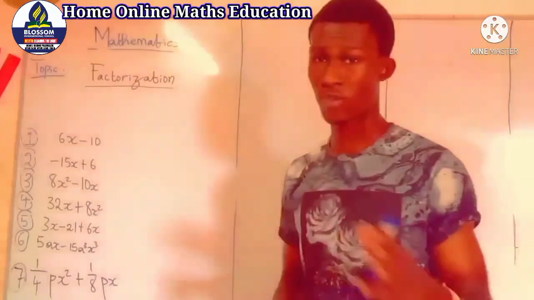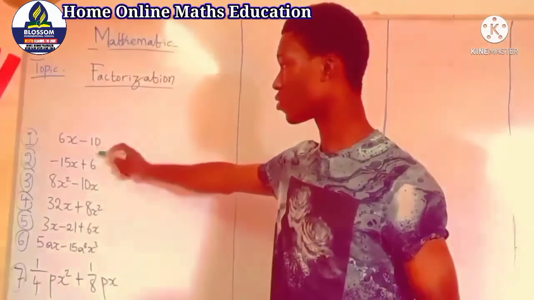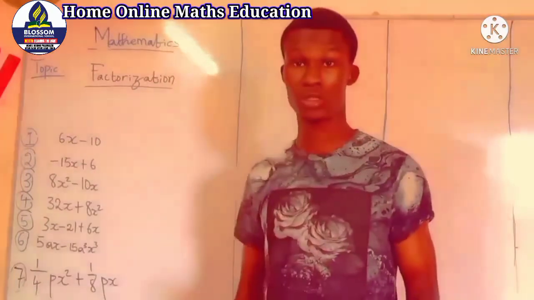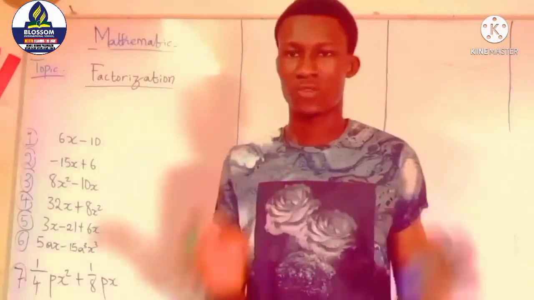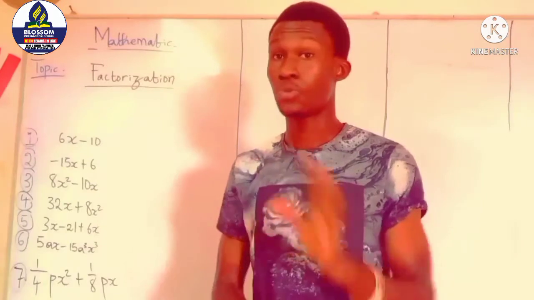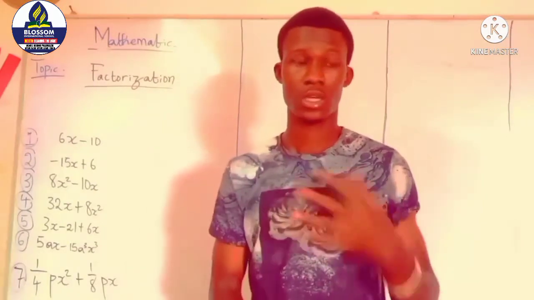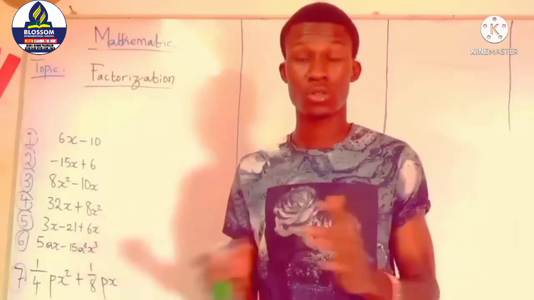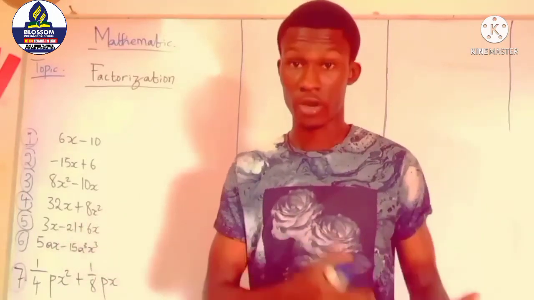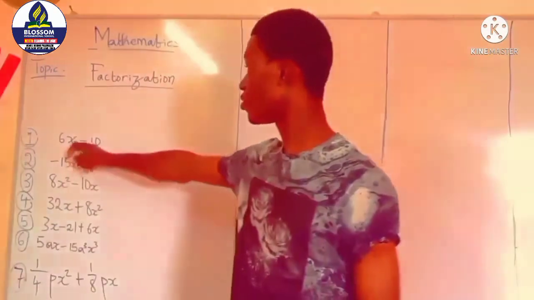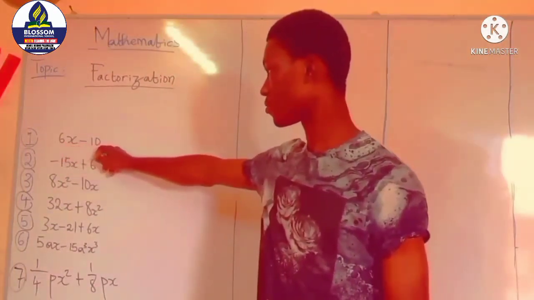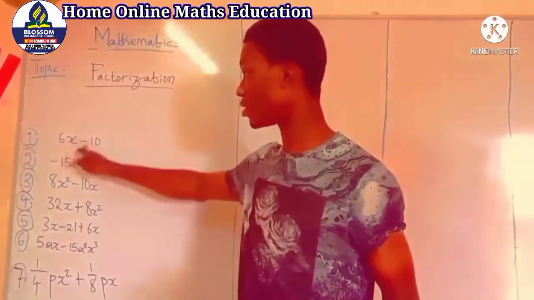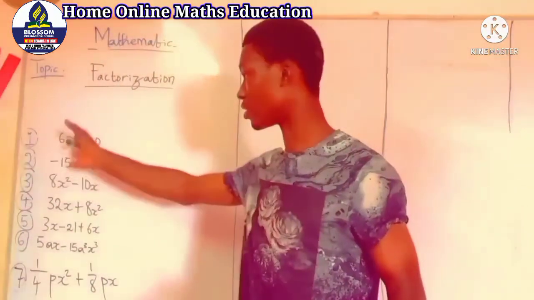Like we are seeing on the board, factorization, and you can see these very questions: 6x minus 10, negative 15x plus 6, and so on. What is factorization all about? To break it down for you, factorization always has to do with picking out what is common among the numbers or the variables. Just like you can see over here, 6x and 10. Why do I say 6x and 10? Because there is a sign in between, so I have to say 6x and 10.